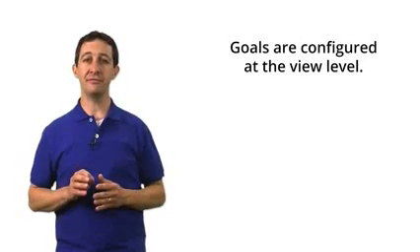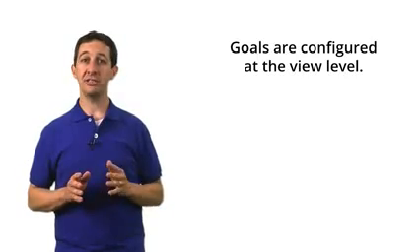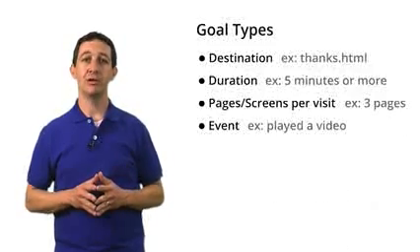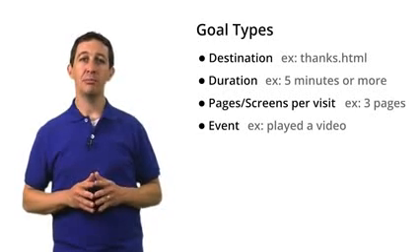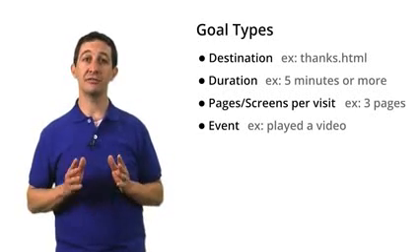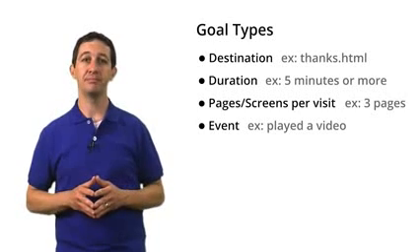Now let's talk about the specific features of Google Analytics goals. Goals are configured at the view level. That means you can create different goals for each view. There are 4 types of goals. Each goal is slightly different to set up, but they all do the same thing. They track conversions on your website or in your app.